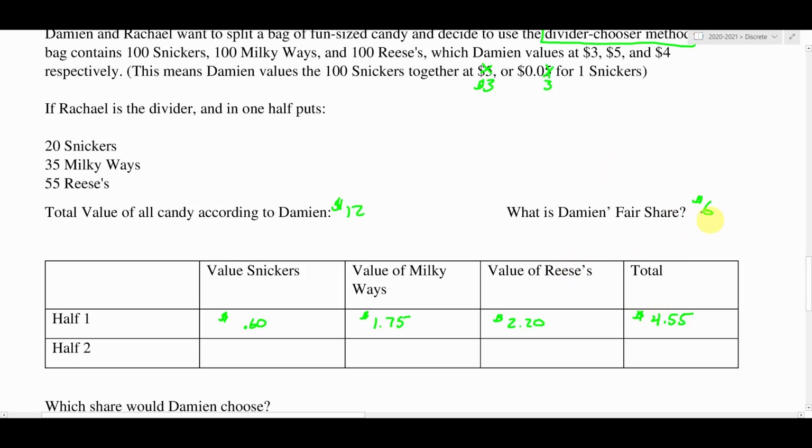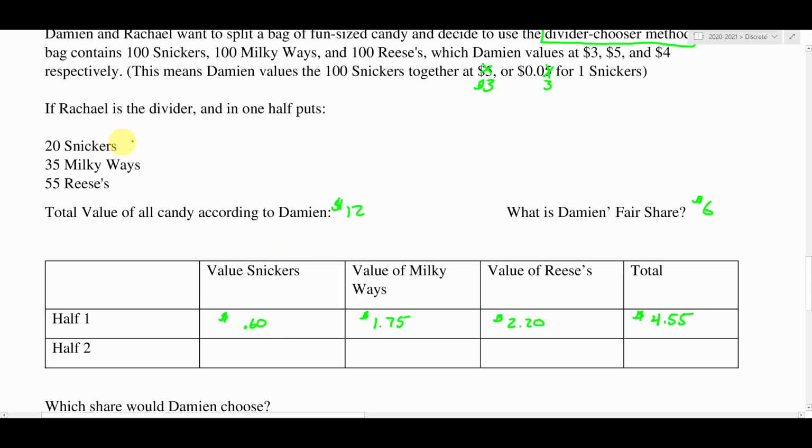So if I'm thinking about that, since I know Damien's fair share is $6, I know that Damien's not going to be happy with this half. There's no way he would choose this one. So we need to see what half 2 is worth, so we know that Damien is going to be happy with whatever half he chooses.